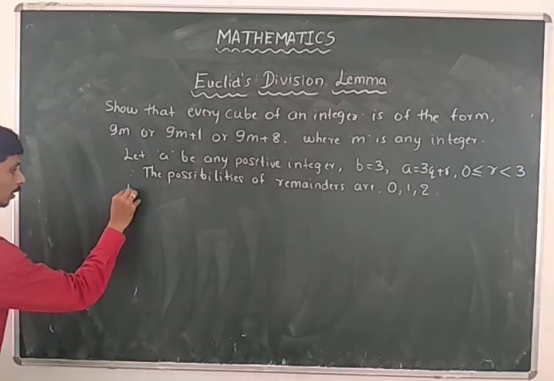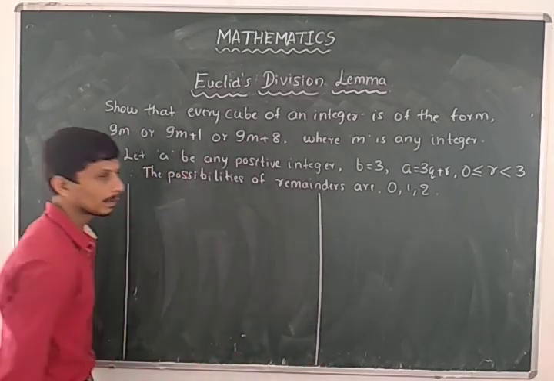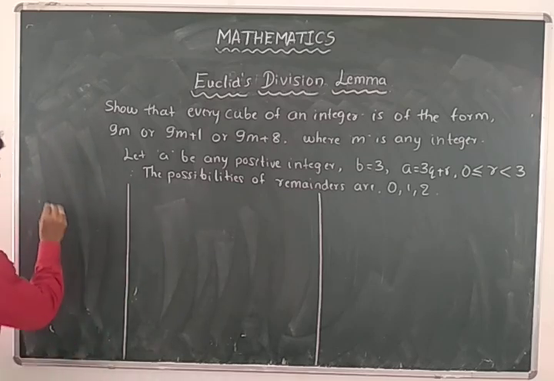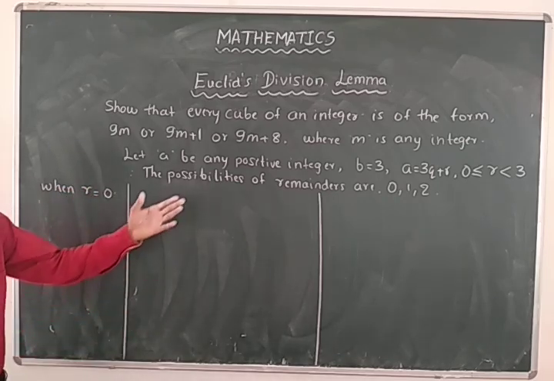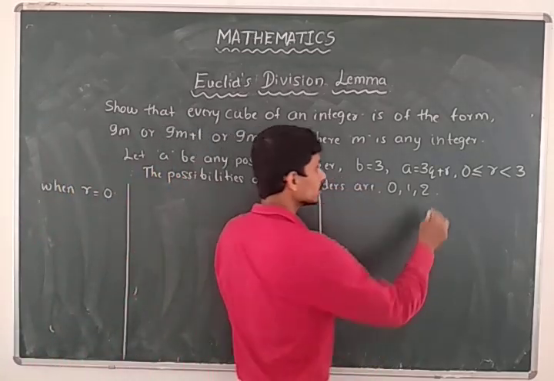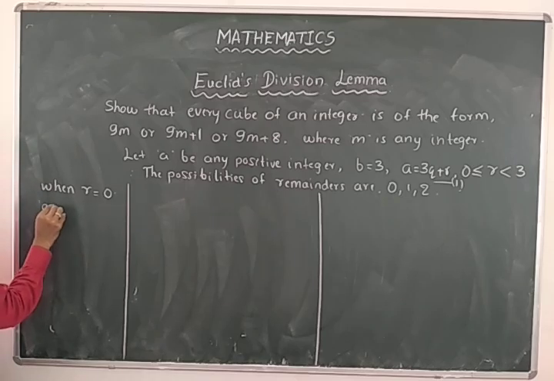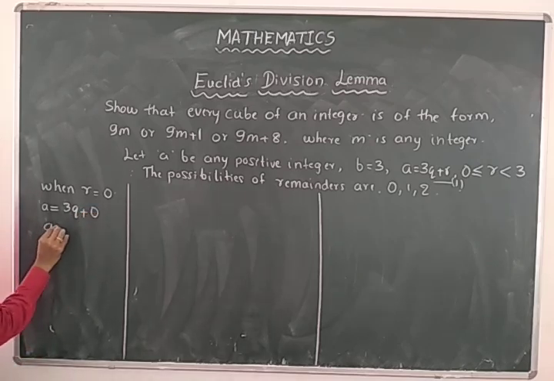For my convenience I divide this into 3 parts, just by taking the remainders. When r is equal to 0, we substitute r = 0 in equation 1. That is, a = 3q + 0, so a = 3q here.